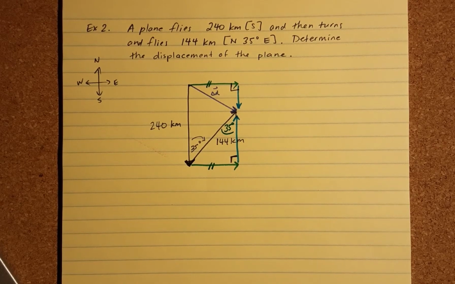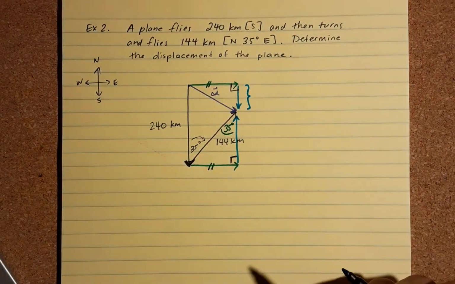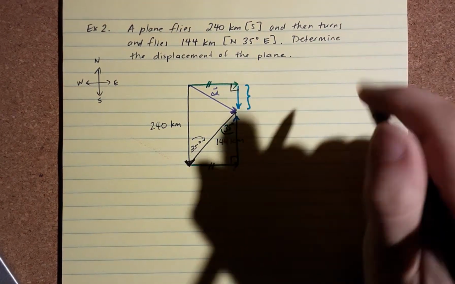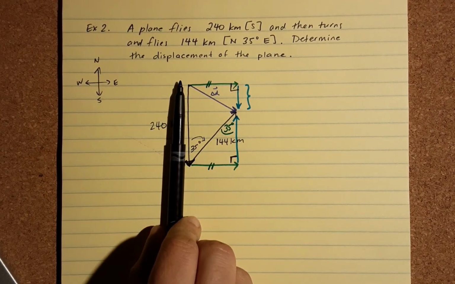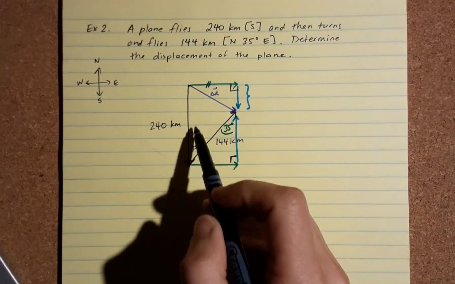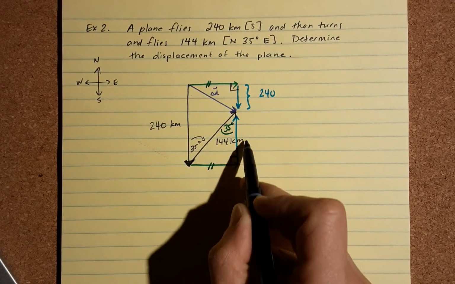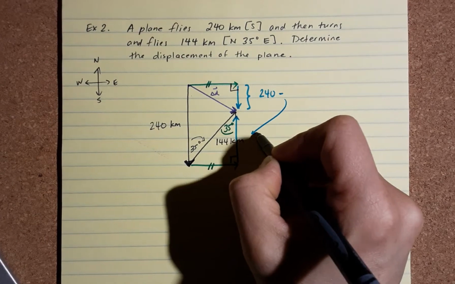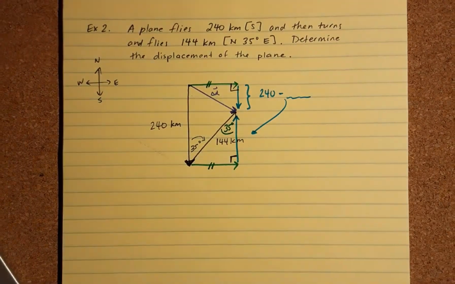All right, what about this vector here? The vertical component. It's not as easy, but take a look. I have a vertical vector here and I have a vertical vector here. Okay, this vector here is 240 minus whatever this component is. And I have to figure out what that is, subtracting whatever number that is.